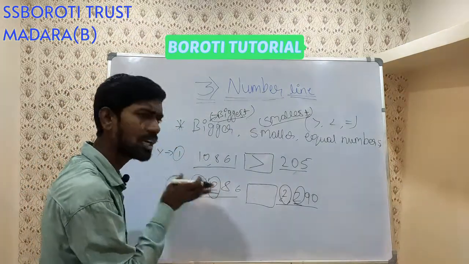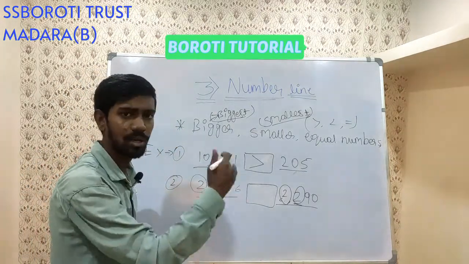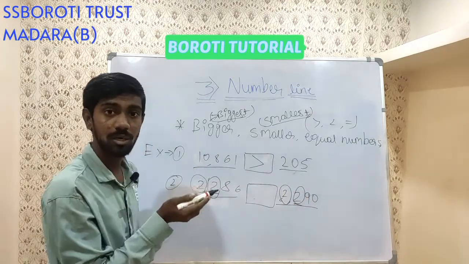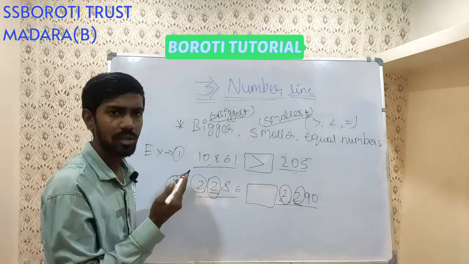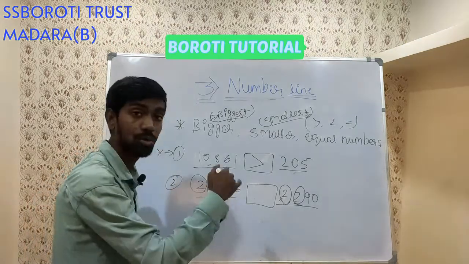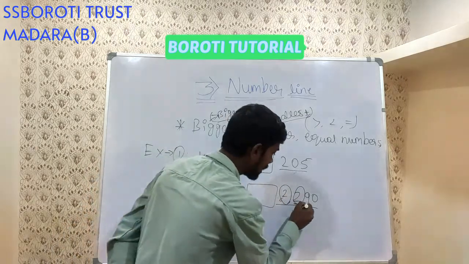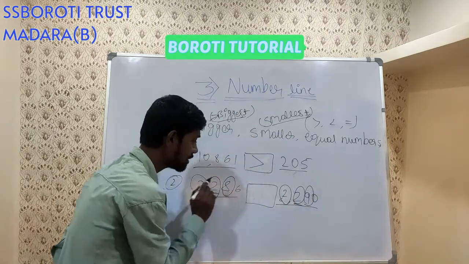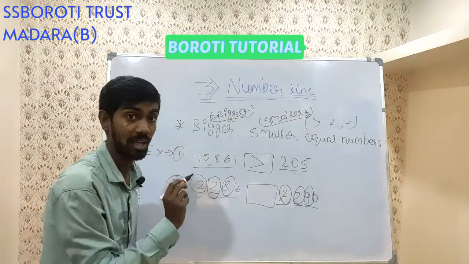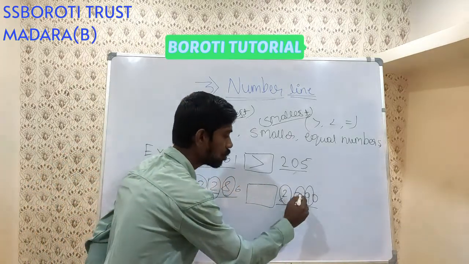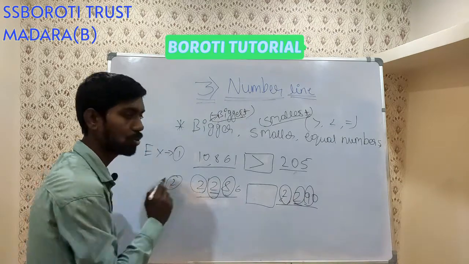That's why we have to go for the next digit once again. We have to continue like this only, up to the place where one digit is bigger. That number will be the bigger. If they are the same, you have to continue like this. Now the next one will be the tens place. What is the tens place here? Here the tens place is 8, but here the tens place is 9. Which one is bigger? 9 is bigger than 8. That's why 2290 is bigger than 2286.